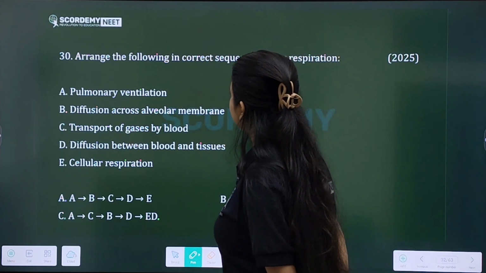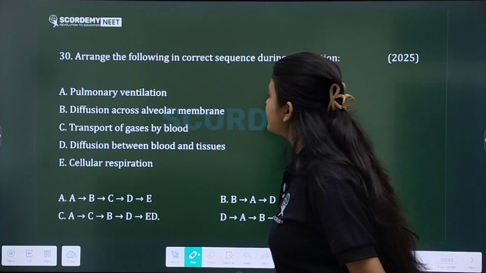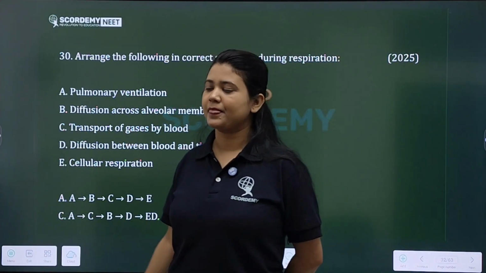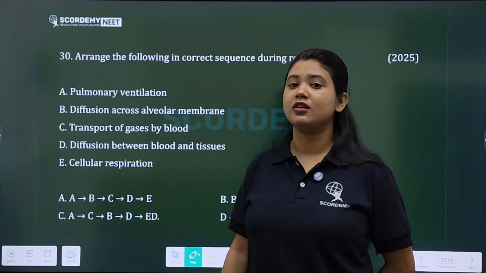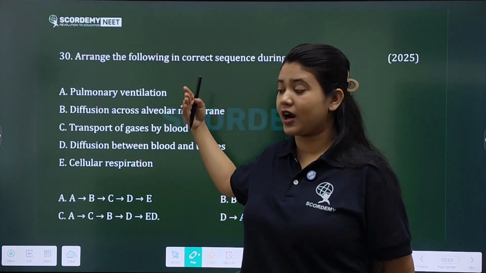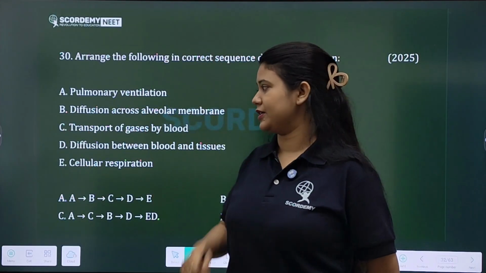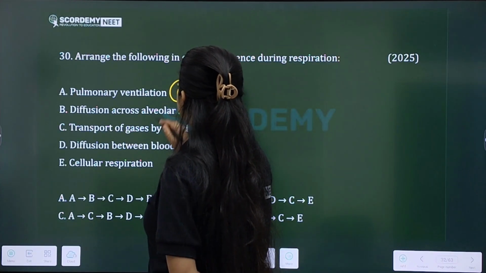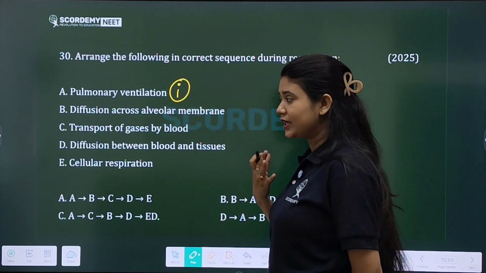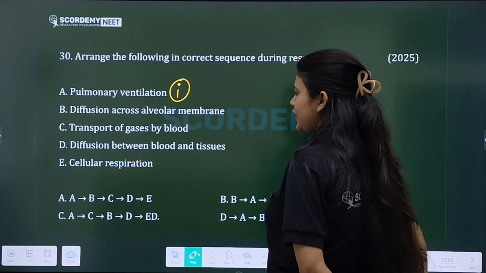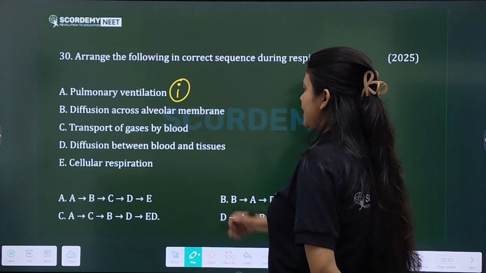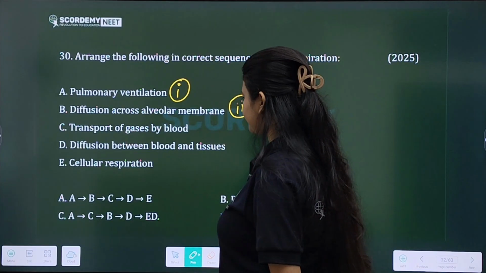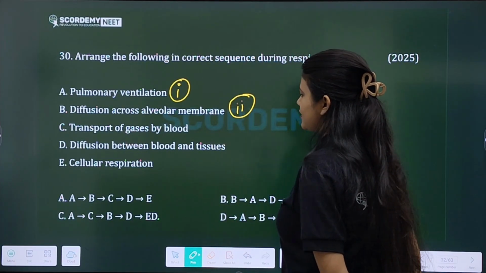So now you have to arrange the following in correct sequence during respiration. What steps have been given? These are the various steps of your respiration, and you have to arrange them in the proper logical order. First will be ventilation, right? Ventilation is nothing but breathing in of air. First you will breathe in air, pulmonary ventilation. Then diffusion across the alveolar membrane will occur in your lungs. Then what will happen?